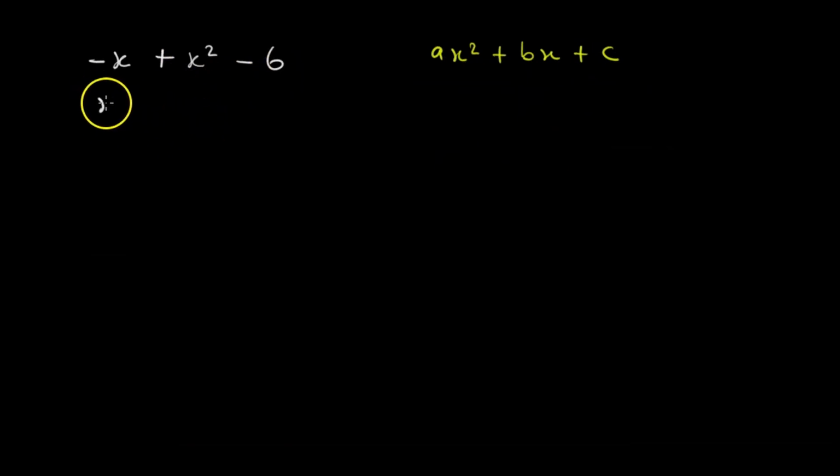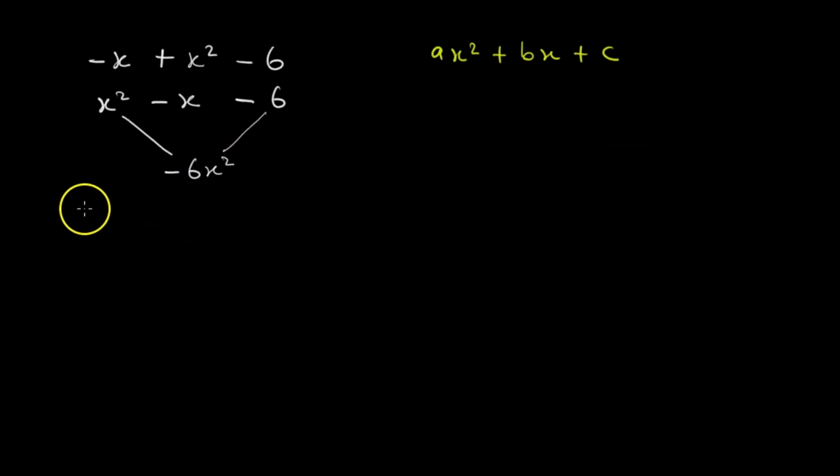Rewriting it, we start with x squared, then minus x, then minus 6. We have to make sure that we maintain the signs of our terms. Like x squared should remain positive, this x should be negative, and our constant should remain negative. When we have done that, we then have to multiply the first and the last terms. So we multiply x squared times minus 6. What do we get? We get minus 6x squared, because we said x squared times minus 6.